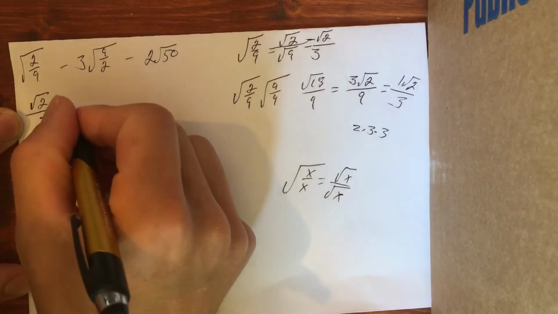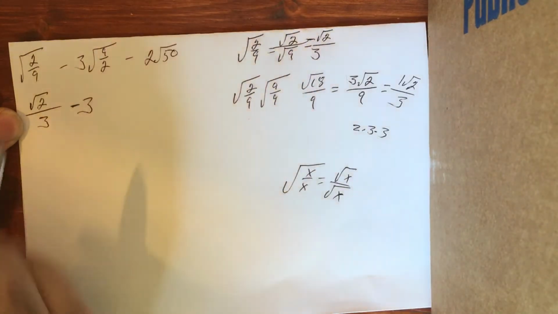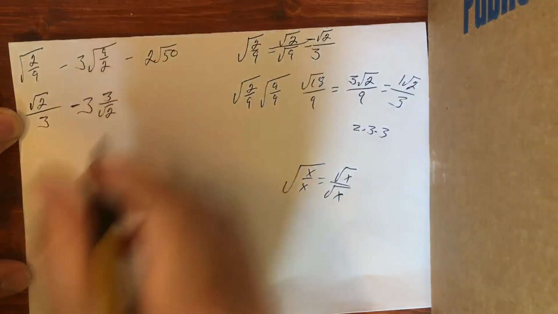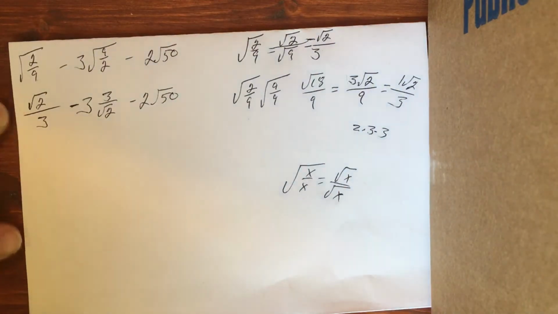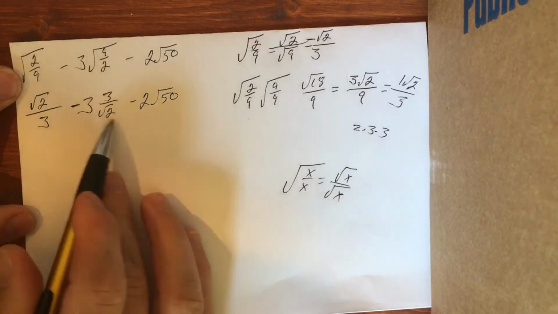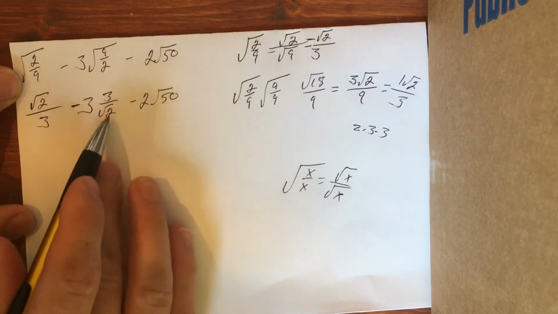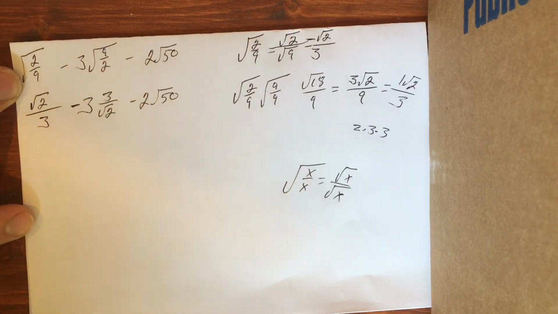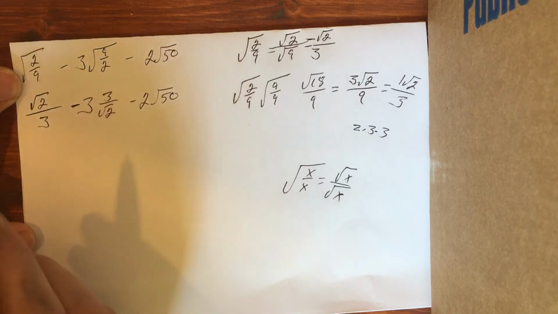Okay, so minus this one, we're going to keep the 3, and the square root of 9 is 3 over the square root of 2. And then minus 2 square root of 50. Now the next step is to make these denominators the same if possible. Get rid of this square root business in the denominator especially. So let's just worry about getting rid of this square root in the denominator first.